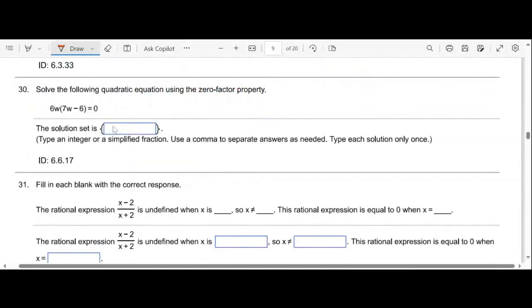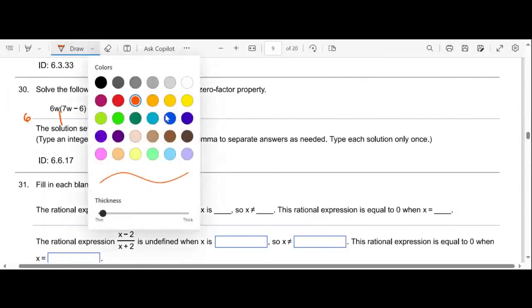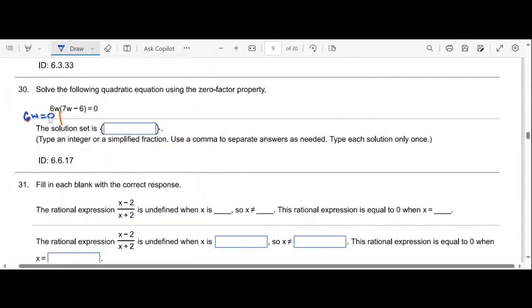Number 30. Solve the following quadratic equation using the zero factor property. So here he already solved it, right? It's just that you need to make it equal to 0. So we'll say 6w equals 0, 7w minus 6 equals 0. So we can say w equals what? 0 over 6, which is w equals 0. What about this one? 7w, move the 6 to the other side, it becomes positive. w equals what? 6 over 7. So you have the answer 0 or 6 over 7.